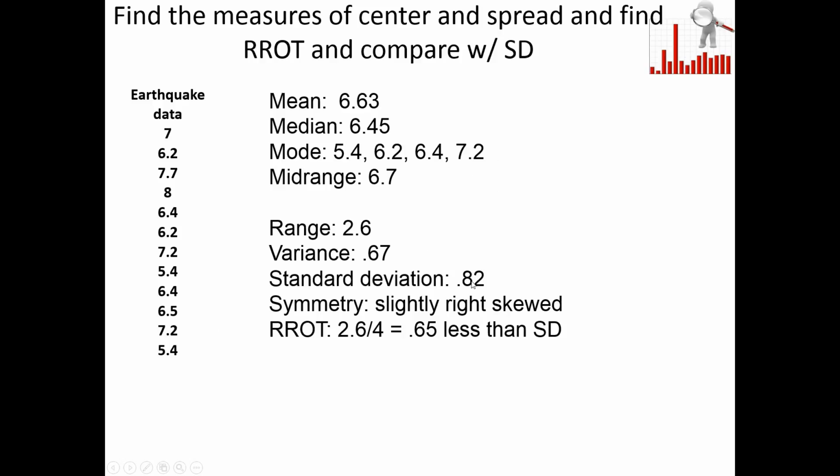Now the standard deviation is 0.82, and the range rule of thumb, what does that give us? So the range rule of thumb is going to be max minus the min, which in this case is 2.6. When you divide that by 4, you get 0.65. So the range rule of thumb underestimates the standard deviation in this case.